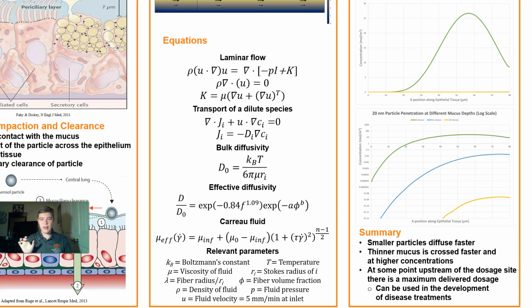There's still going to be a local maximum in the amount of dosage that reaches the tissue, but it's going to be smaller in magnitude and it's going to be further down the domain than for a thinner mucus layer. So in summary, smaller particles are able to diffuse across this mucus faster than larger ones. And thinner mucus is, of course, crossed faster and at higher concentrations than thicker mucus. So at some point upstream of our dosage site, there is a maximum delivered dosage. And that's a very crucial finding right here because it can be used in the development of these disease treatments. We need to know where we can maximize the delivery of this drug to get the maximum therapeutic benefit in an individual.